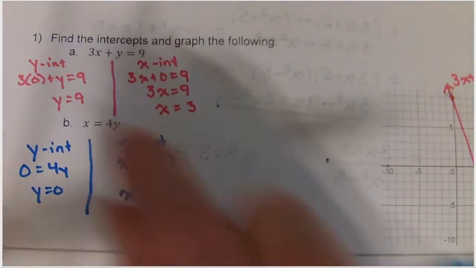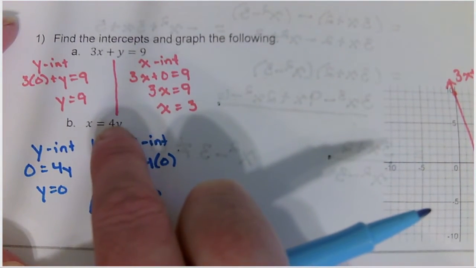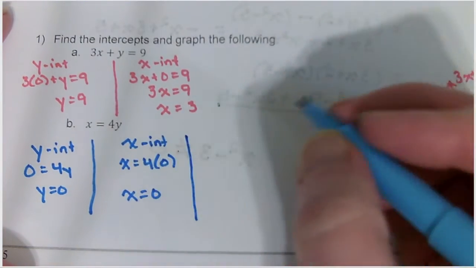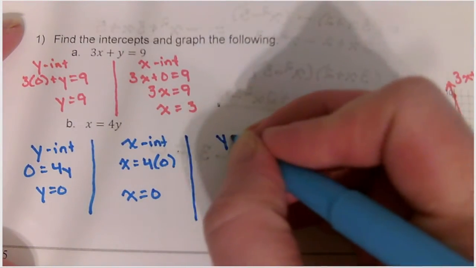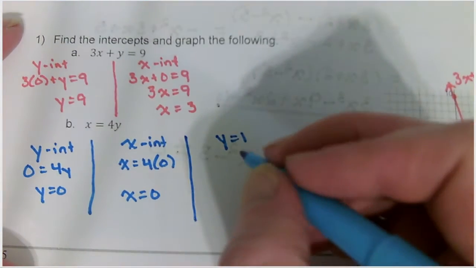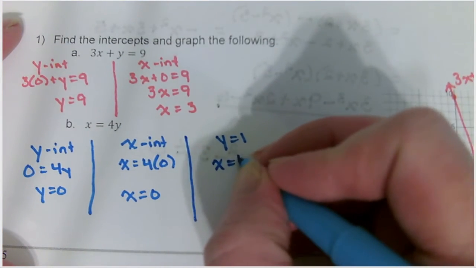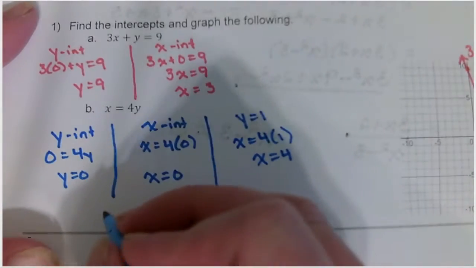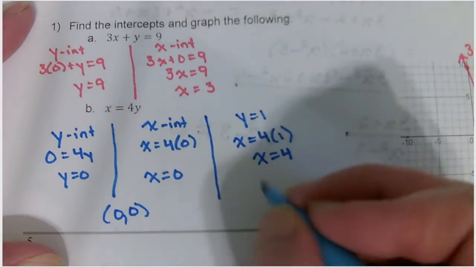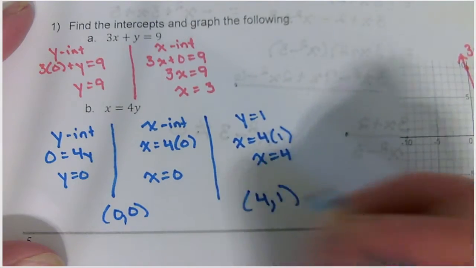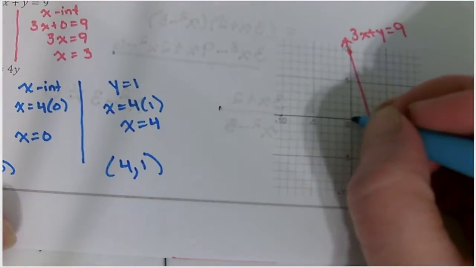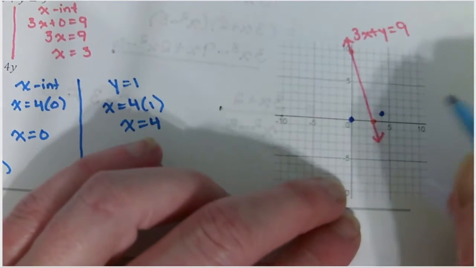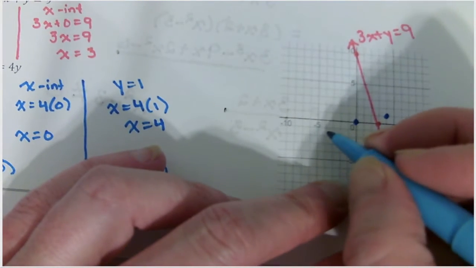So since there's more going on this side of the equation, I'm going to plug in anything I want. Let's let y equal 1. So if y equals 1, I would have x equals 4 times 1. X equals 4. So I know 2 points on the graph. I got 0, 0, and now I have 4, 1. 0, 0, and 4, 1. And then we can connect the dots.